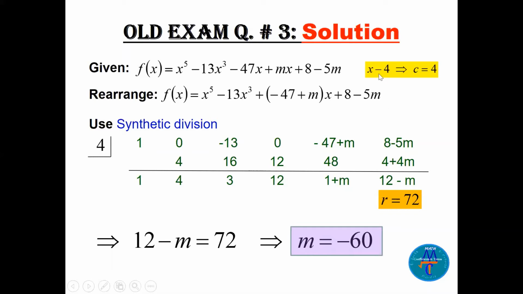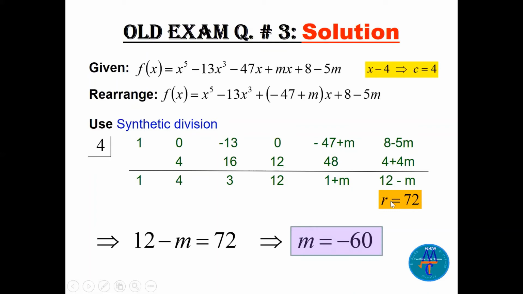Divide by x minus 4, so on the chair I put here 4. 1 comes down, multiply by 4, add, then 16, add 3, multiply by 4, 12, add, multiply by 4, 48. 48 minus 47 becomes 1, 1 plus m. Now multiply by 4, 4 plus 4m. When you add, you get 12 minus m.